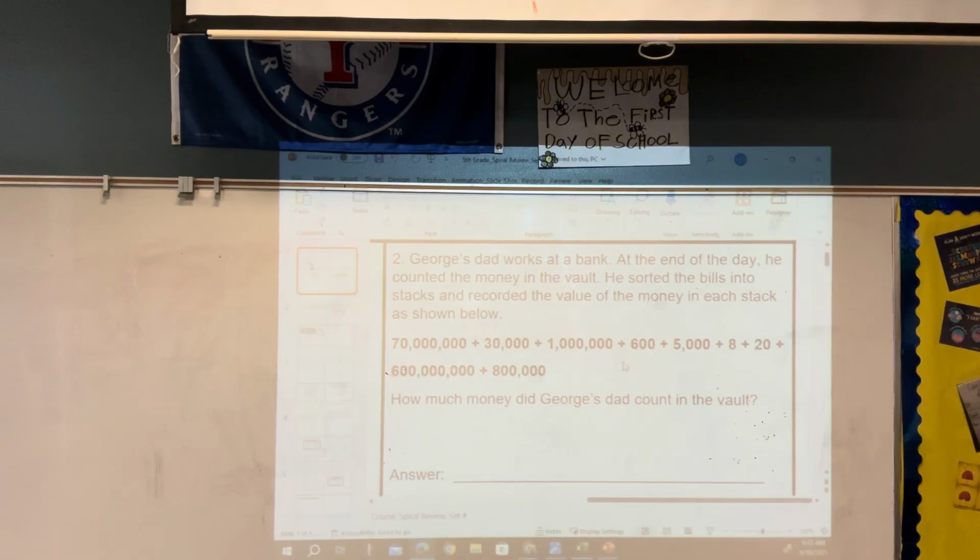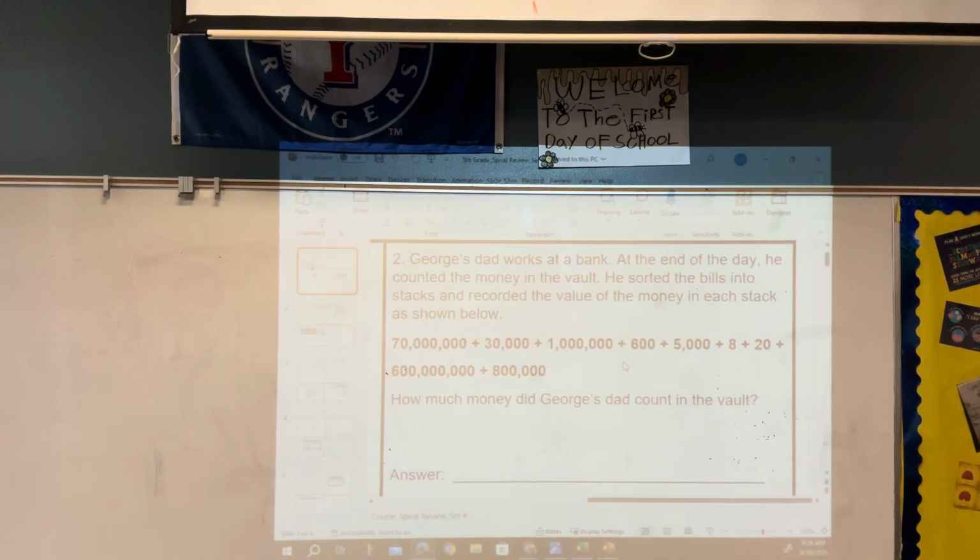Problem 2, SPA Review 1. George's dad works at a bank. At the end of the day, he stacks and recorded the value of the money in each stack as shown below. 70 million plus 30,000 plus 1 million plus 600 plus 5,000 plus 8 plus 20 plus 600 million plus 800,000. How much money did George's dad count in the vault?